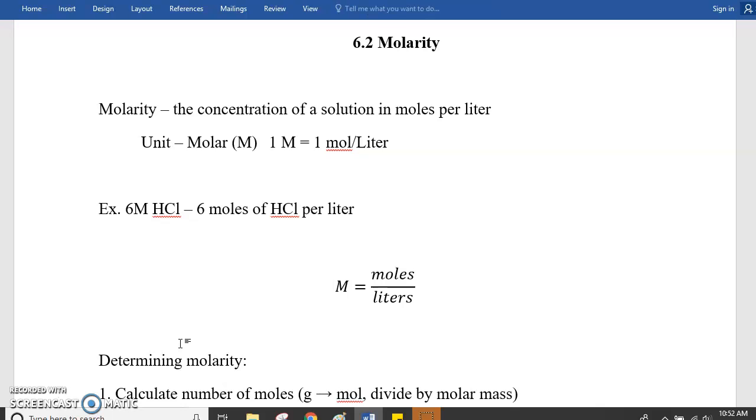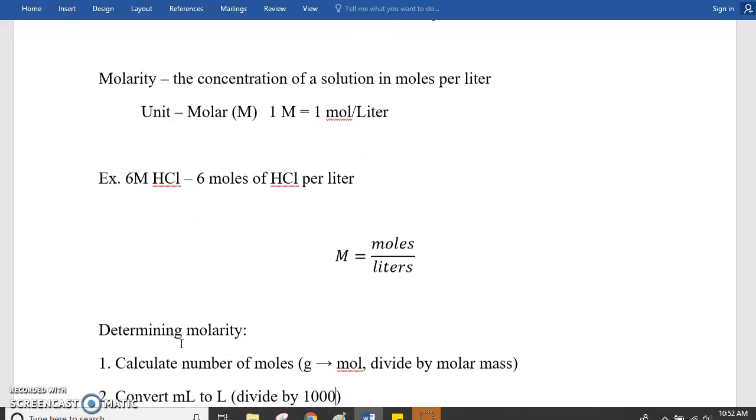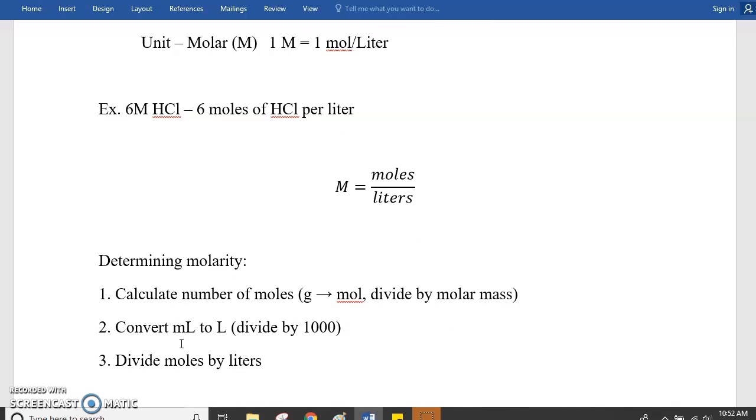The only tricky part is if you're not getting your data in the right units, because we're usually told grams of material instead of moles. So to determine molarity, we have to convert things into the right units. Step 1, we calculate the number of moles. If we have to do a grams to moles conversion, we divide by the molar mass.